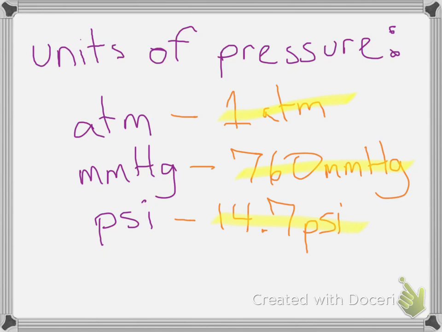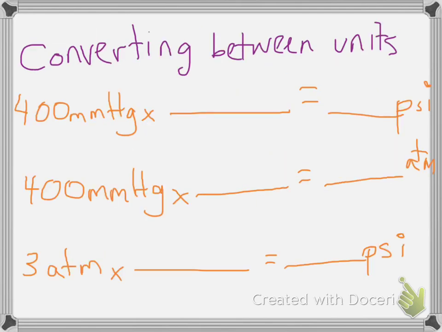So this is like saying that 12 inches is equal to 1 foot. You could say 12 inches or 1 foot. They are the same length. So all of these values are exactly the same pressure. So when we convert between different units, just like you learned before, the unit that we want to get rid of goes on the bottom. So in this case, since we start with mmHg, mmHg goes on the bottom, millimeters of mercury. And the unit we want to end up with, PSI in this case, goes on top.